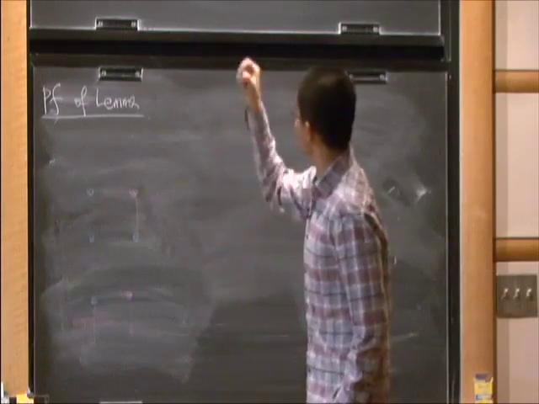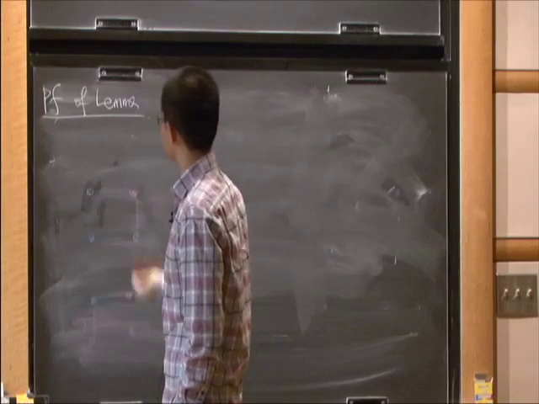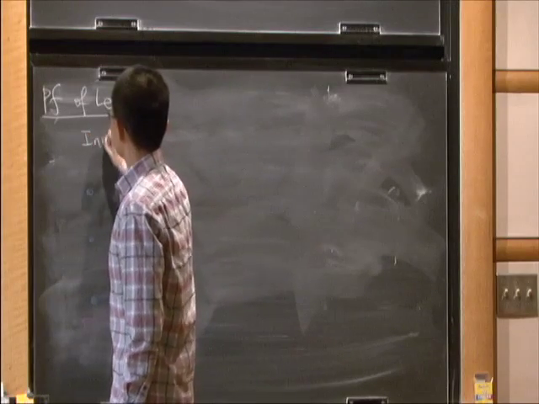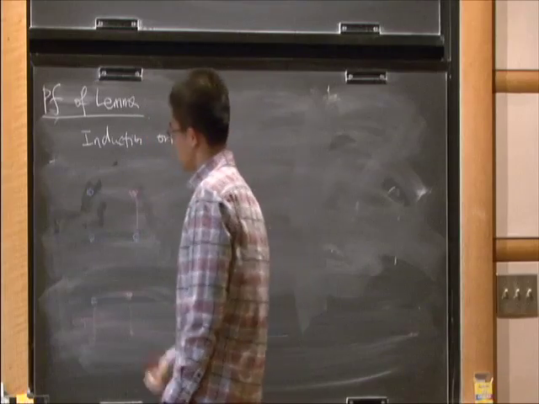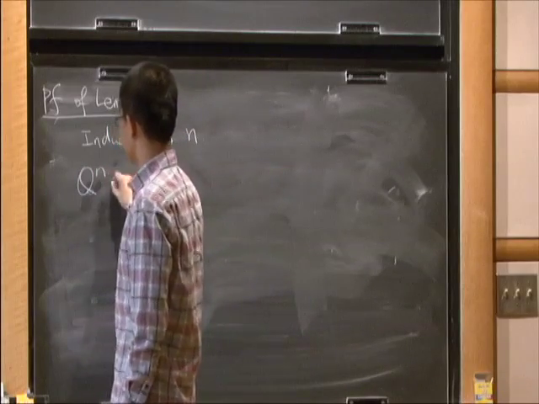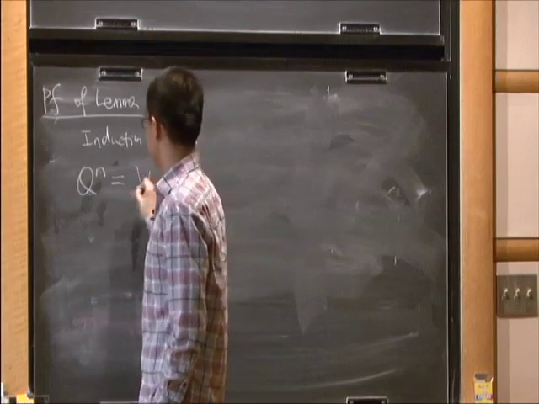So, proof of theorem 2. I'll do it by induction, induction on n. First of all, I partition the Qn into two n minus 1 dimensional subcubes. Call them V1 and V2.